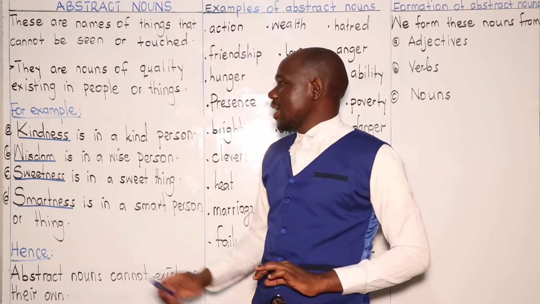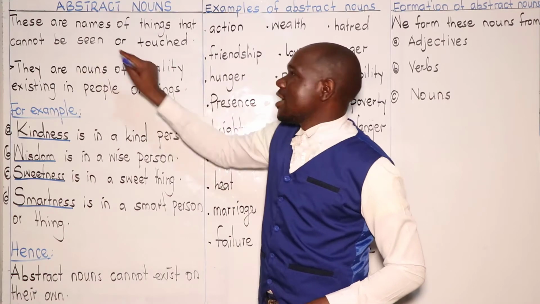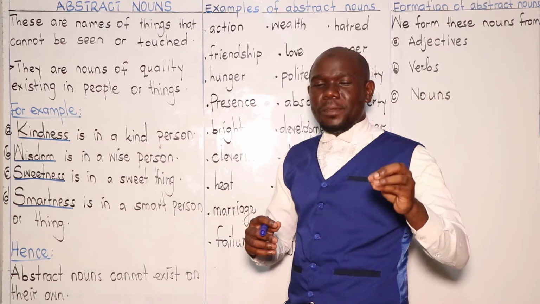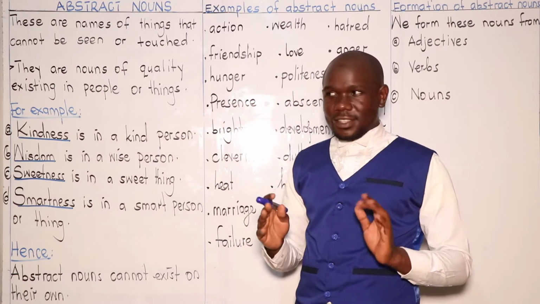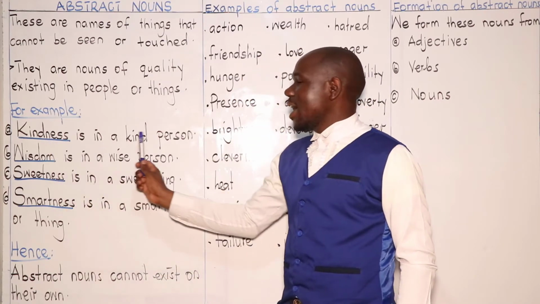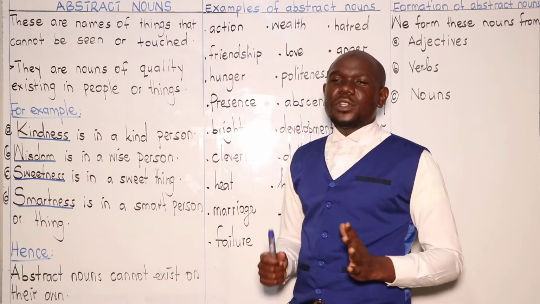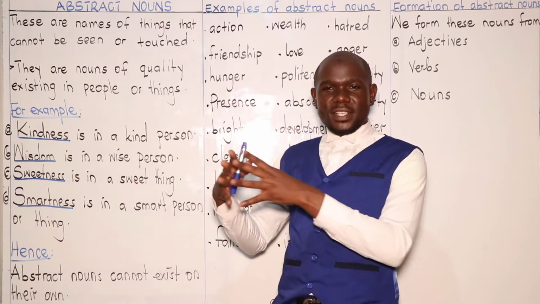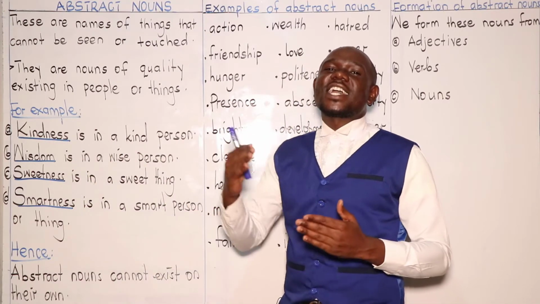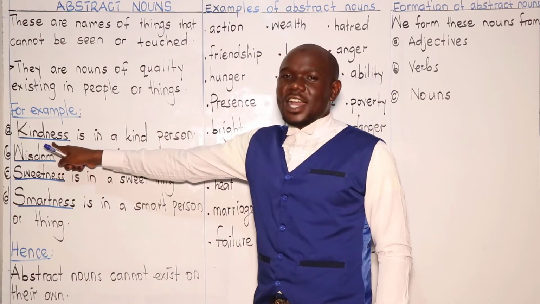But we say it cannot be found anywhere. Remember, they cannot be seen, they cannot be touched. So we find them existing in people, we find them existing in things. We have an example A here. Kindness is in a kind person. For us to know that kindness exists, we shall have to look at a person. If we find that the person has that behavior of kindness, we shall say that person is kind. It means in that person there is a quality called kindness.